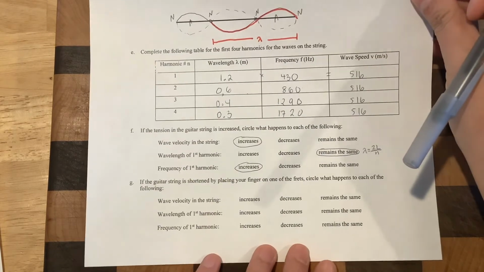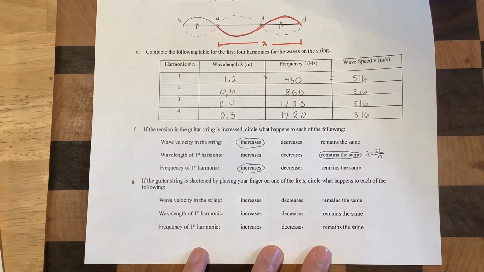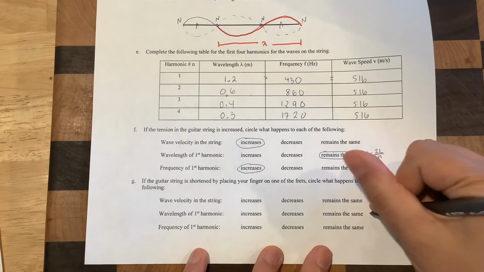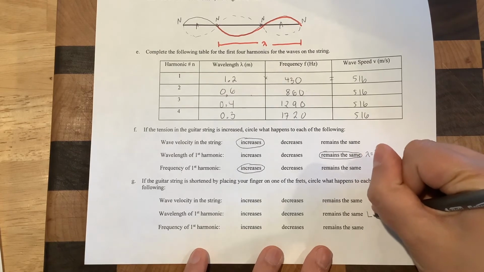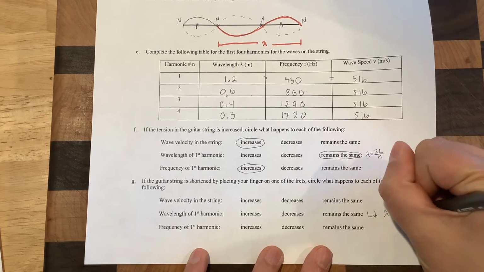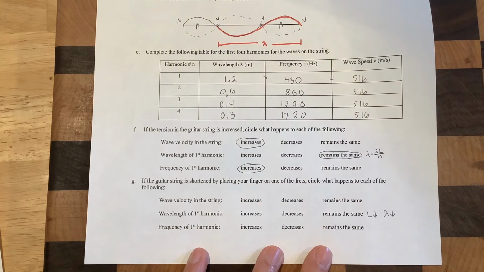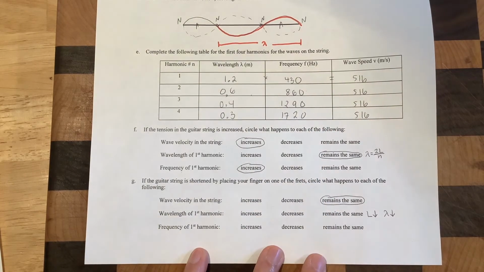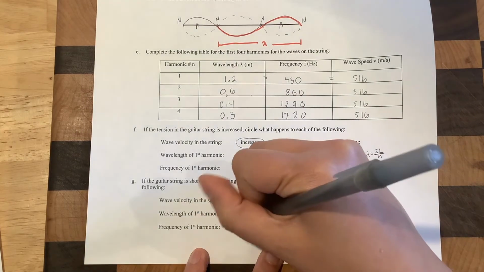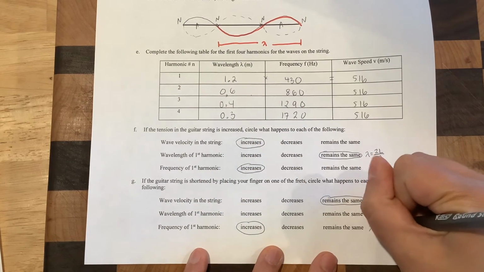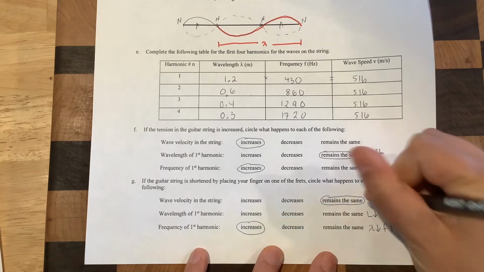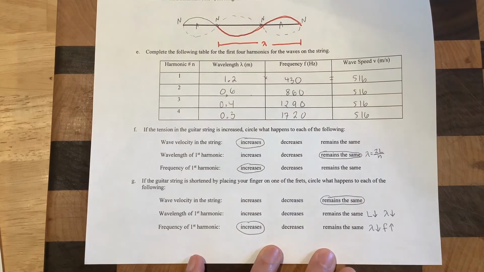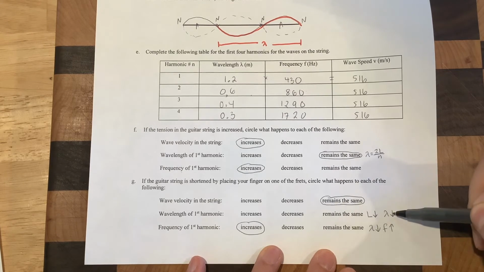If I change the size of the string, however, so now I put my finger down, wavelength decreases, because if the length of the instrument is smaller, the wavelength that fits on it is also smaller. If it's still the same string, then it's still the same speed. But you hear a higher note because, since wavelength is smaller, the frequency is higher for the same speed. So the medium remains the same, but you made a shorter wave in that medium, so now the frequency is higher.